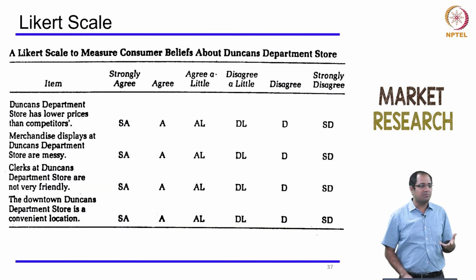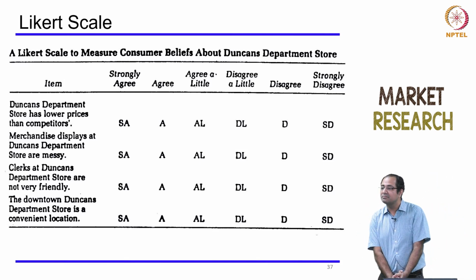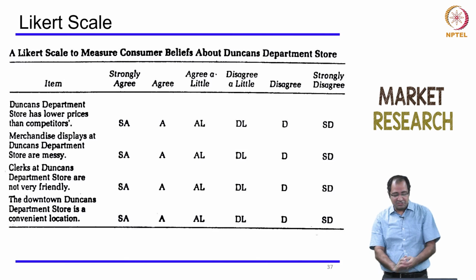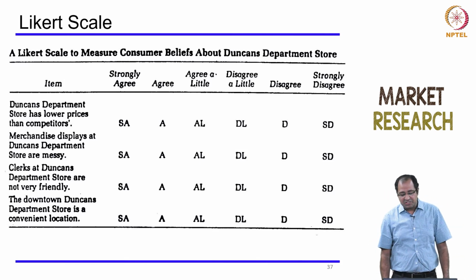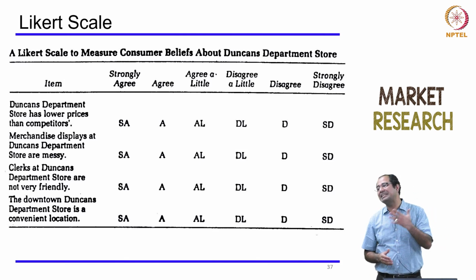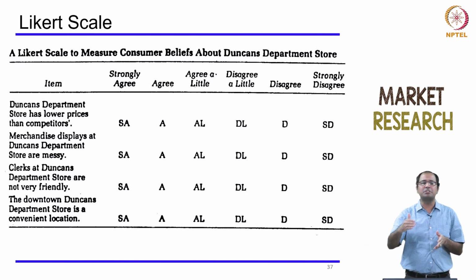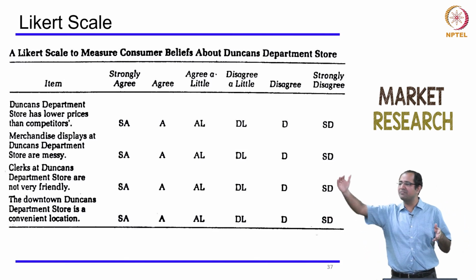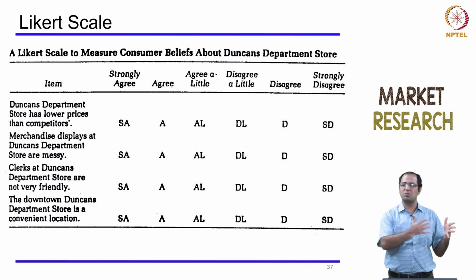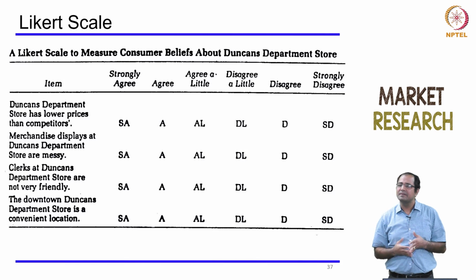Now there are times when we take multiple statements to measure something. This is an example where a Likert scale measures consumer beliefs about a particular department store. So one can have multiple statements also measuring a particular concept. And how will you take the score? You will take the average of this. Always try to put strongly agree as more score, 5, and strongly disagree as 1. So 5, 1. So you have equal intervals. Try to do that.